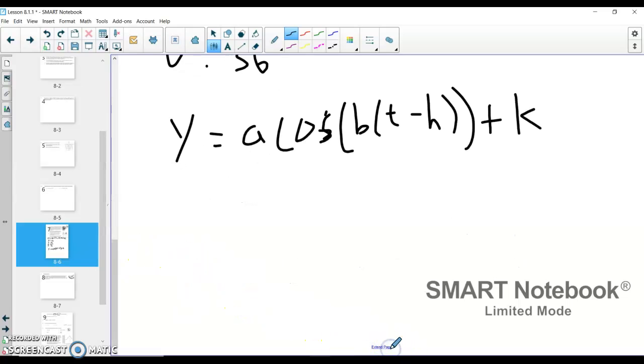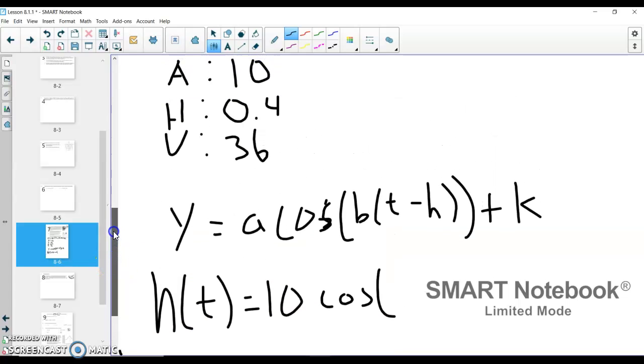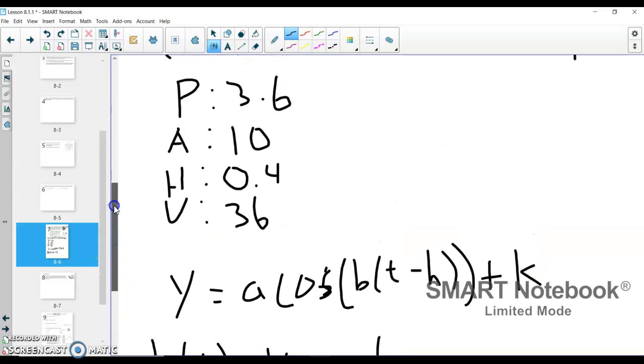But we have all these pieces to plug in and have an equation that's going to be actually not y, but h of t. And that's going to be h of t equals a, my amplitude was 10, times the cosine of, now my b value is kind of weird. And this is going to be something that we'll just do throughout the lesson here today.